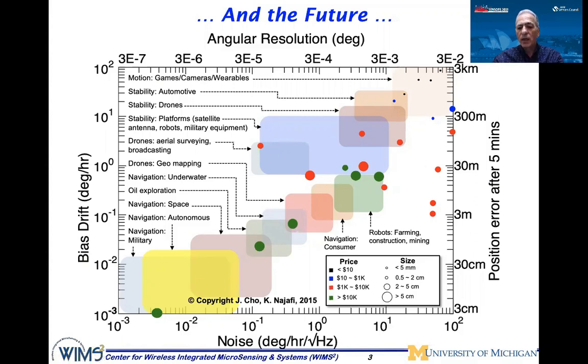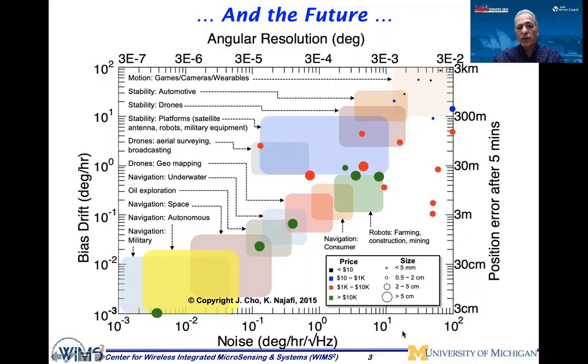the angle random walk or the noise for these is typically on the order of about 100 or so degrees per hour, and the bias drift is usually pretty large, hundreds of degrees per hour. But the applications don't necessarily require much better resolution than this. On this plot, especially on the top axis and the right axis, we also show, for example, what noise affects, things like angular resolution.